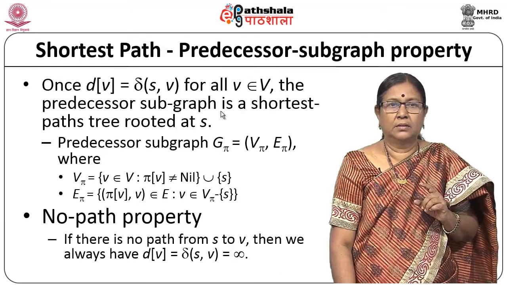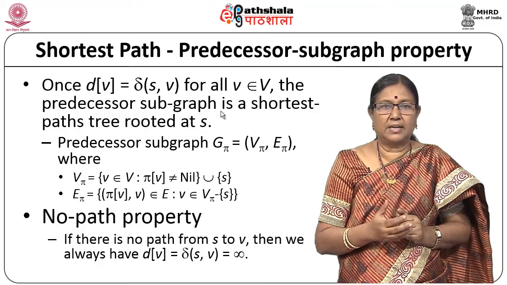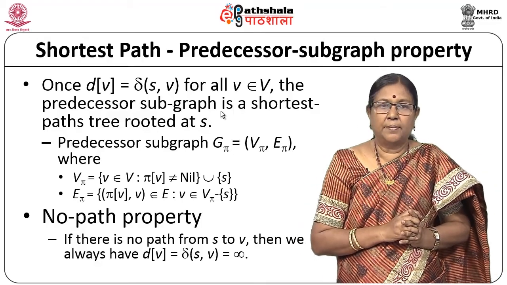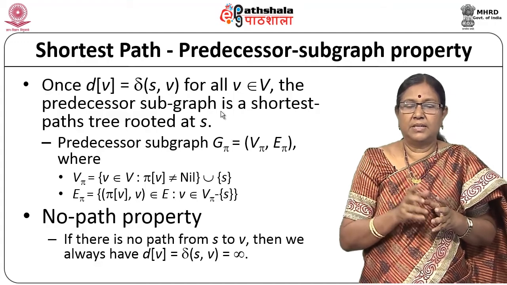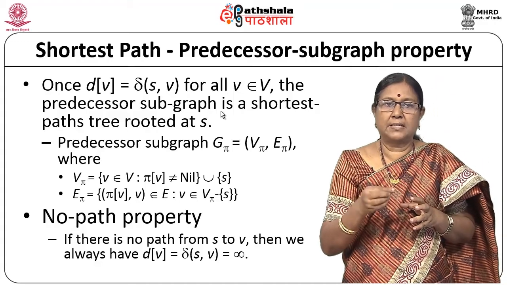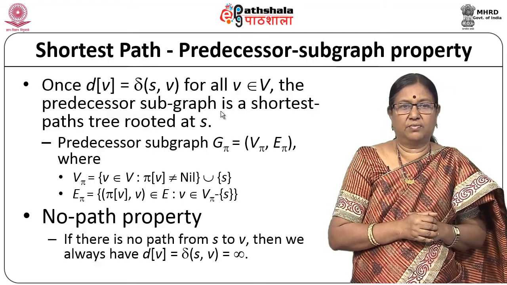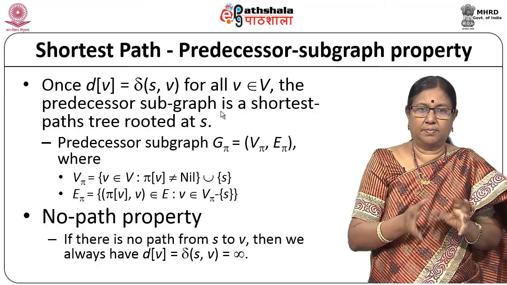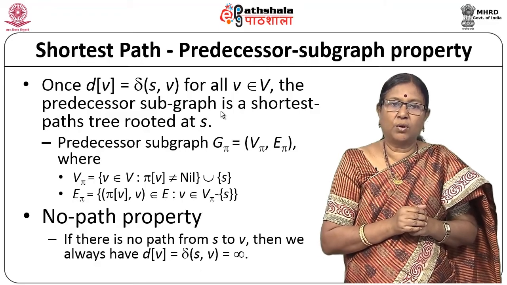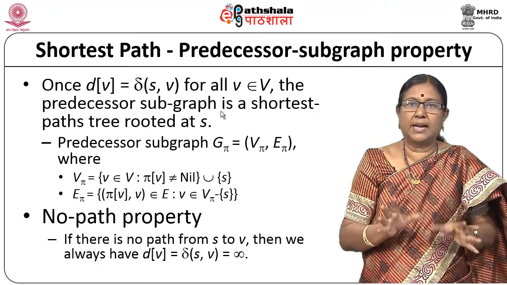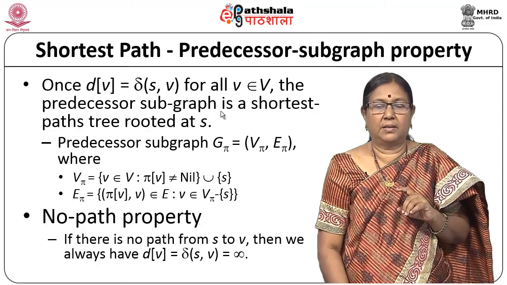Now, the shortest path predecessor-subgraph property: once d of V is equal to delta SV for all V belonging to the set of vertices, the predecessor subgraph is the shortest path tree rooted at S. The predecessor graph will be G of pi, with V of pi and E of pi. Remember, pi is the predecessor node. V of pi is the set of vertices, and E of pi is the edge between the predecessor and V. If there is no path from S to V, then we always will have d of V equal to delta, the estimate and the minimum weight will both be infinity.